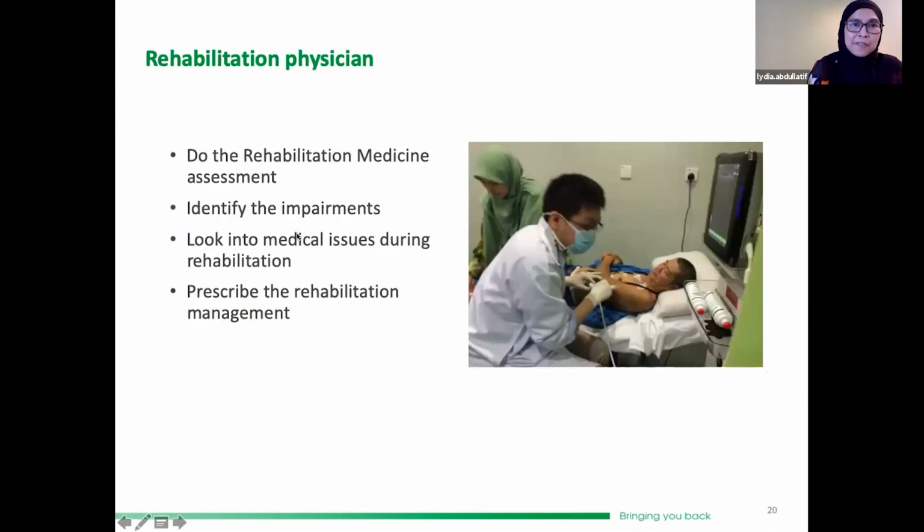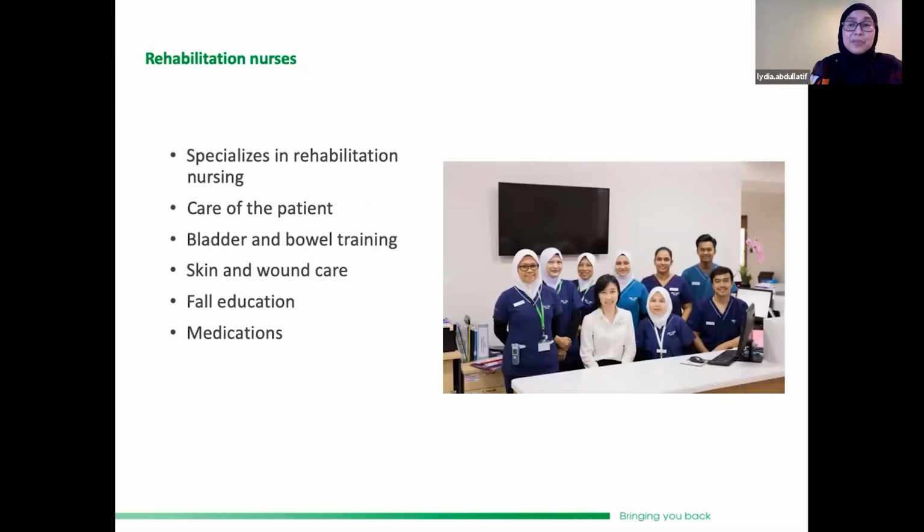Okay, so the rehab physician, we do the rehab medicine assessment, we identify the impairment, we look into the medical issues as they are doing the rehabilitation, and we prescribe the rehabilitation management for the MND patient. The rehabilitation nurses, they are the one who specialize in giving rehabilitation nursing. They provide the care of the patient 24 hours if needed.